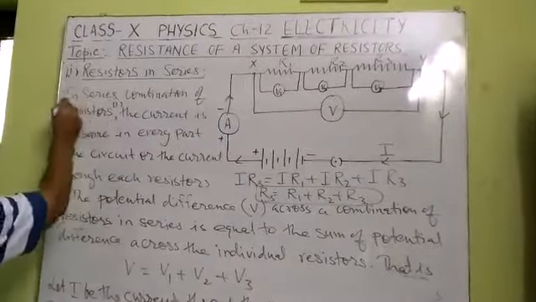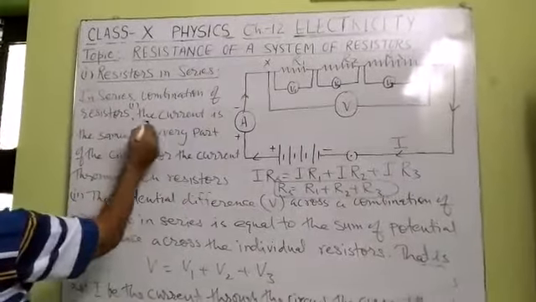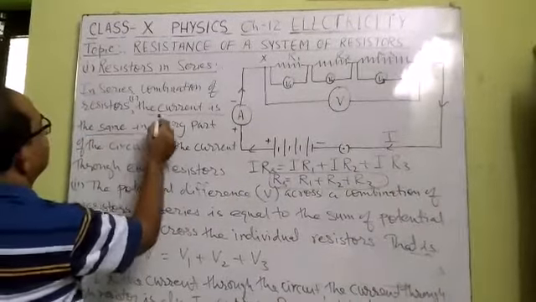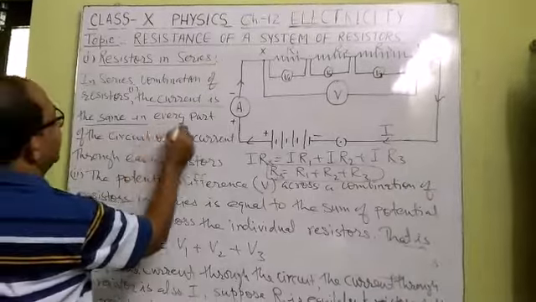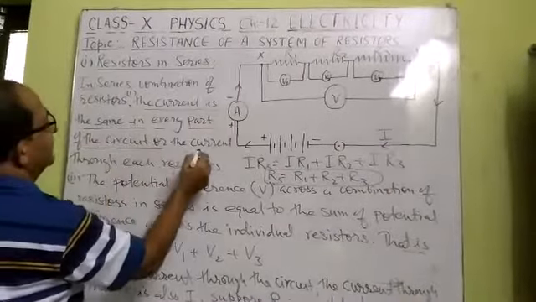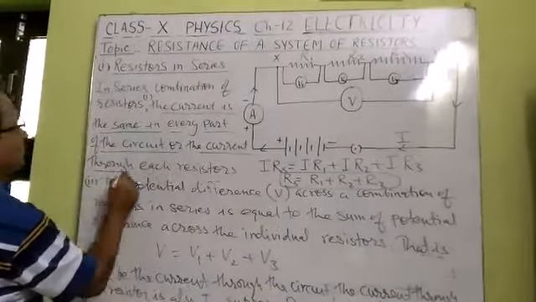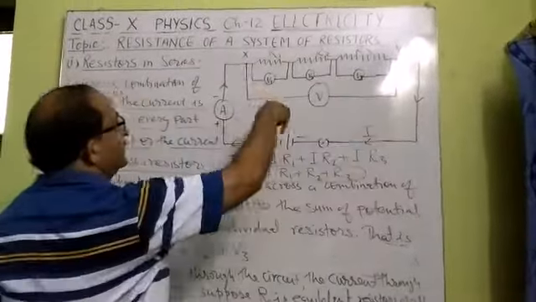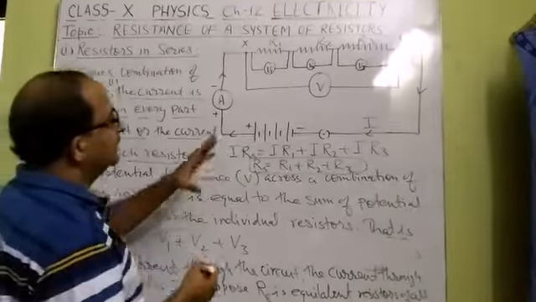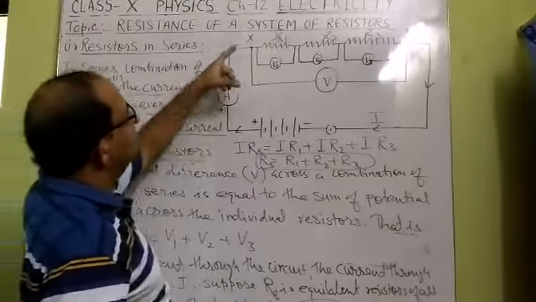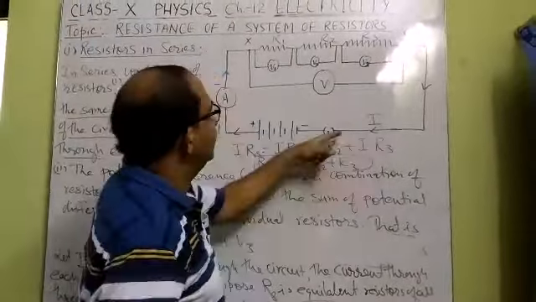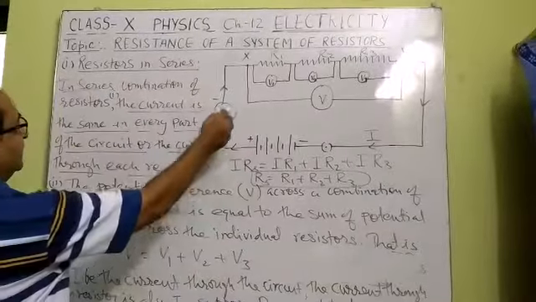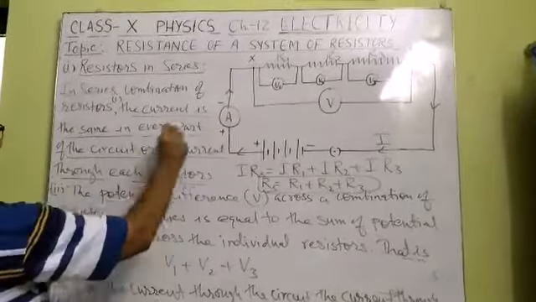Now, in a series combination of resistors, first, the current is the same in every part of the circuit, or the current through each resistor is also the same, and suppose it is I. It means in the series combination, the electric current which flows through each resistor is the same, which is the total current flowing in the circuit, and which can be measured with the help of an ammeter connected in series.